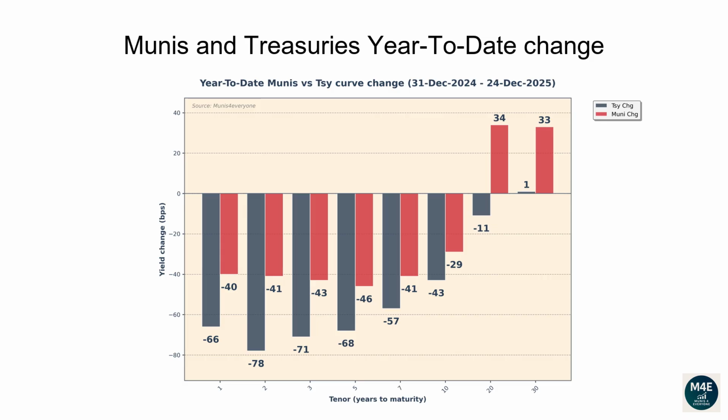This graph is similar to the previous one, but instead of showing how interest rates have moved versus the prior day, they show how much they have changed since the end of the previous week. The current bar plot shows how munis and Treasuries have changed year to date.